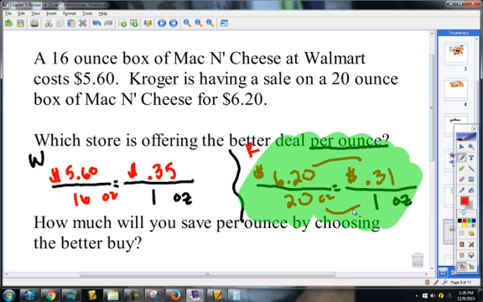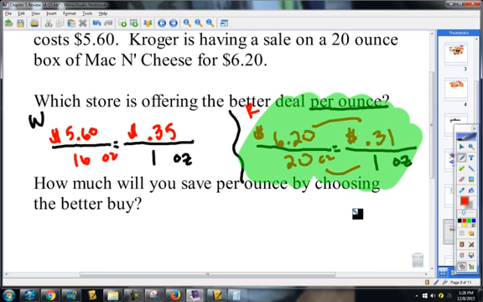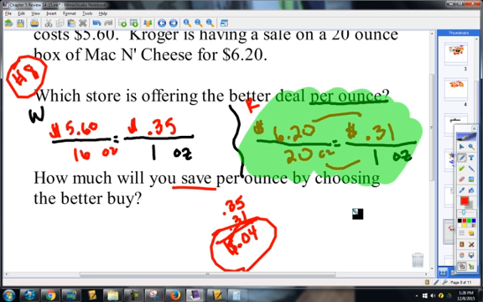So pretty simple there. It's learning target number 8. So nothing new there. This one, how much will you save per ounce? Well, whenever you're asking about savings, you're going to do just 35 cents minus 31 cents, and you would learn that you would save 4 cents by choosing Kroger over Walmart. Remember, that would be 4 cents per ounce, choosing Kroger over Walmart. Okay?